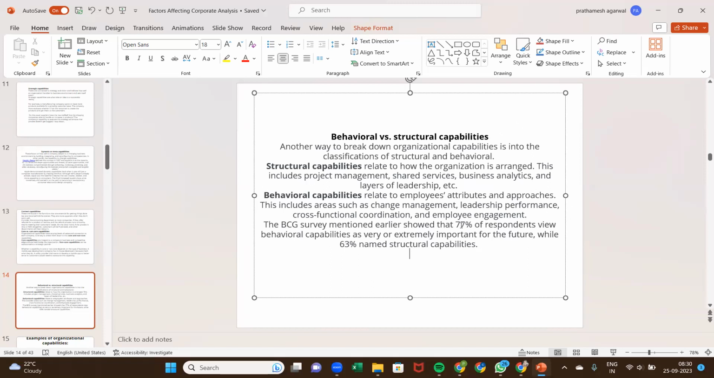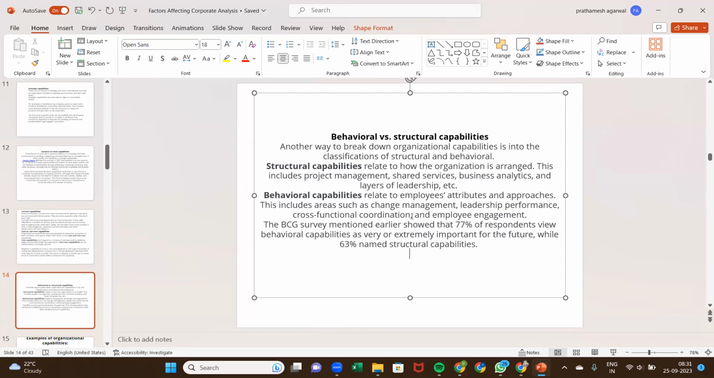Then we have leadership performance. Leadership performance: what type of leader do you have? Do you have a democratic leader? Do you have a custodial leader? Do you have an autocratic leader? Do you have an abusive leader? Do you have a servant type of leadership? Do you have a transformational type of leader? Right? So that is the leadership performance. Is he leading the organization, or what is he exactly doing?